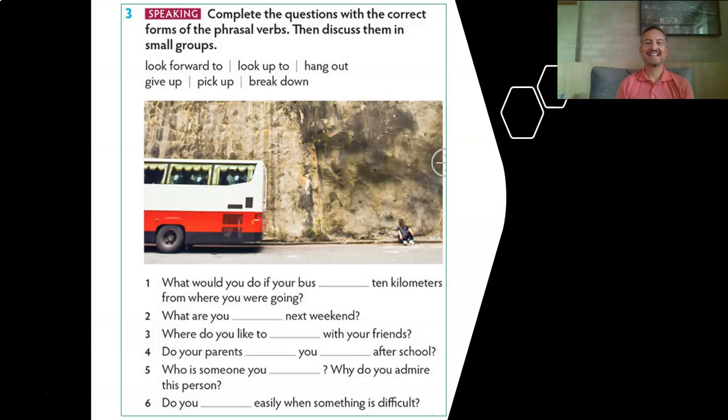Okay? And what about activity number 3 in your book? Complete the questions with the correct forms of the phrasal verbs. Then discuss them in small groups. Here, we're not going to discuss because it's only us, me and you. But you have to use the phrasal verbs: look forward to, look up to, hang out, give up, pick up, and break down.